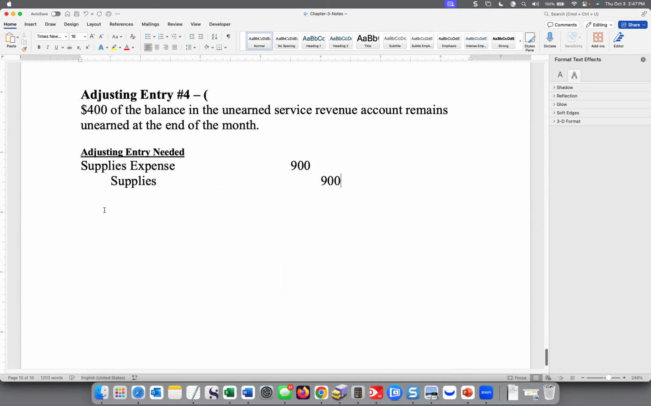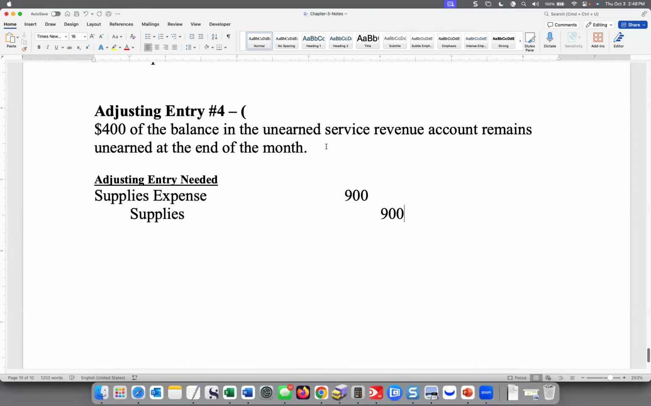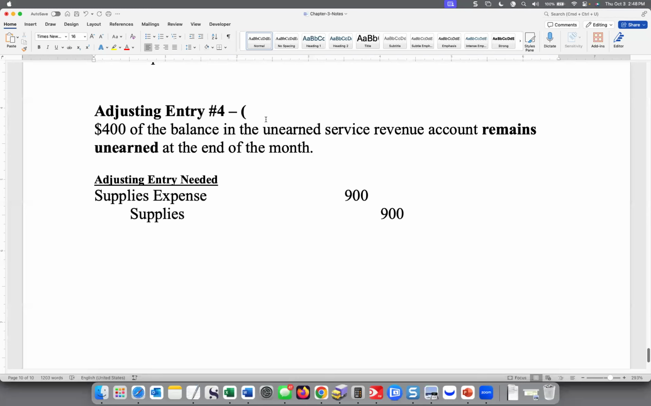Sorry about that. Okay. All right, so it's $400 of the balance in the unearned service revenue account that remains unearned, and that's the key. I'm going to actually bold that. All right, that's the most important part. So if we're talking about unearned service revenue, what adjusting entry type are we talking about? It's an unearned revenue. It's definitely revenue related, and of course, it's an unearned revenue type of adjustment, right? So that's the first thing I want to do. I want to go in here and put in that it's an unearned revenue type of adjustment, okay?